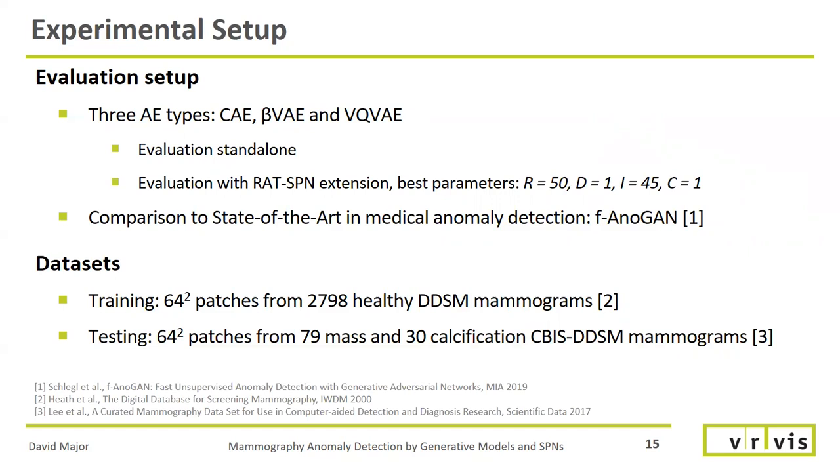Our training data consisted of 64 by 64 pixel patches from the DDSM collection, and we tested with selections of mass and calcification images from the CBIS-DDSM set.